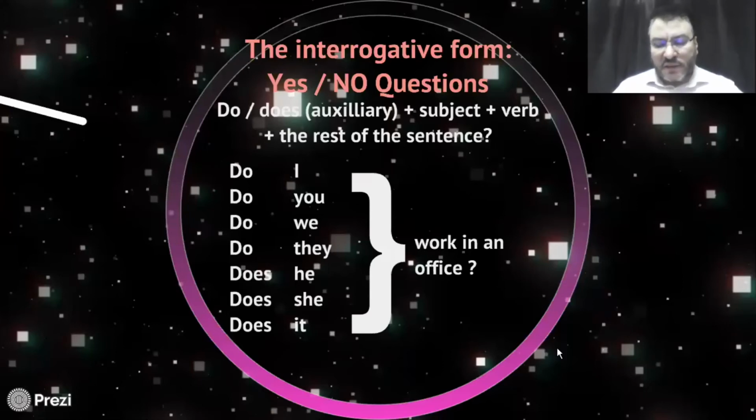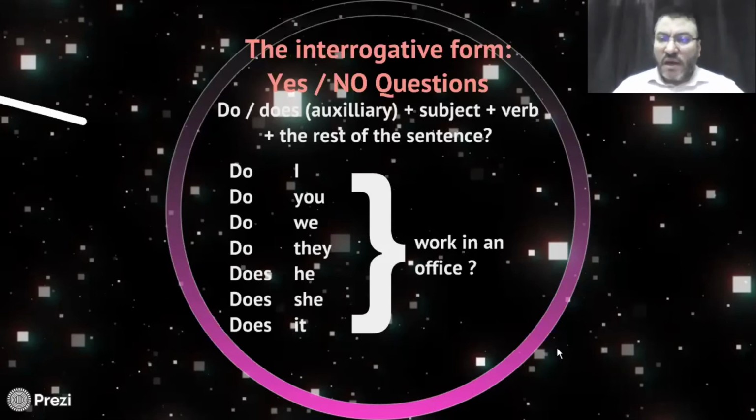The interrogative form اللي هي صيغة السؤال, especially with yes or no questions. مع سؤال المجاب عليه ب yes or no, نعم أو لا. Do I work in an office? Do you work in an office? Do we work in an office? Do they work in an office? Does he? Keep in mind. Does she? Does it? ما تغلطش الغلط ده. With I, you, we, they, everybody just say do. Do I? Do we? Do you? But with he, she, and it, you have to say does. Does he work in an office?